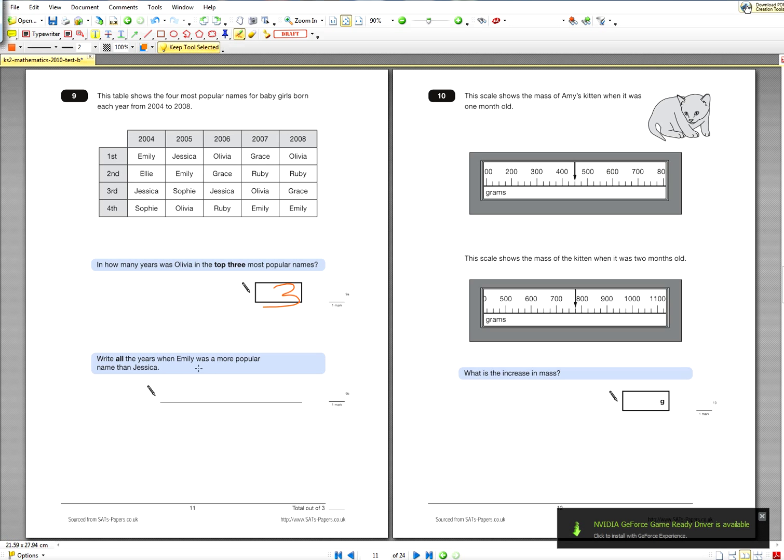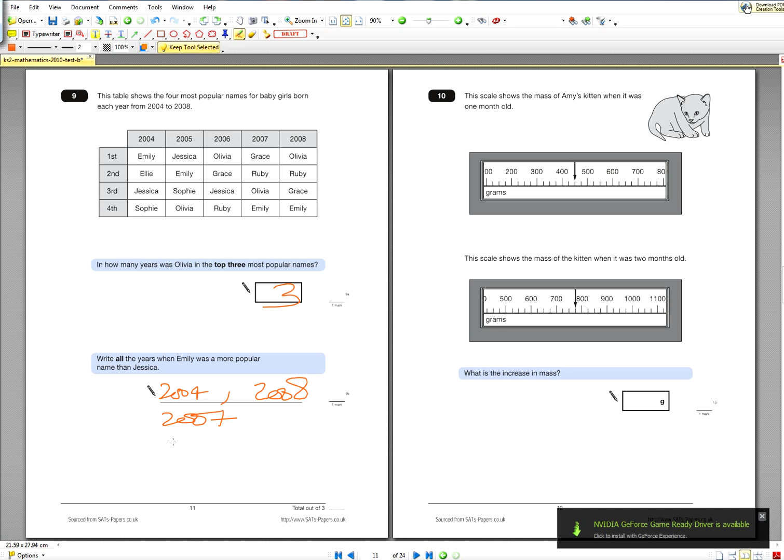Write all the years when Emily was a more popular name than Jessica. Was more popular. So for number 9, the answer is going to be, you got 3 years: 2004, 2007, and 2008.